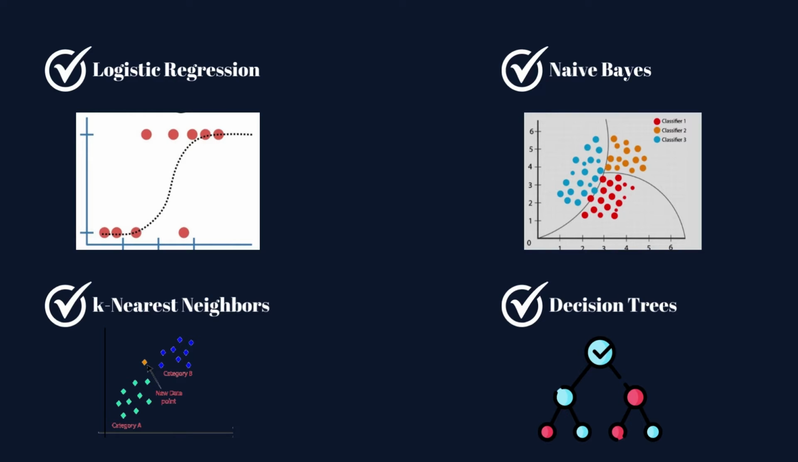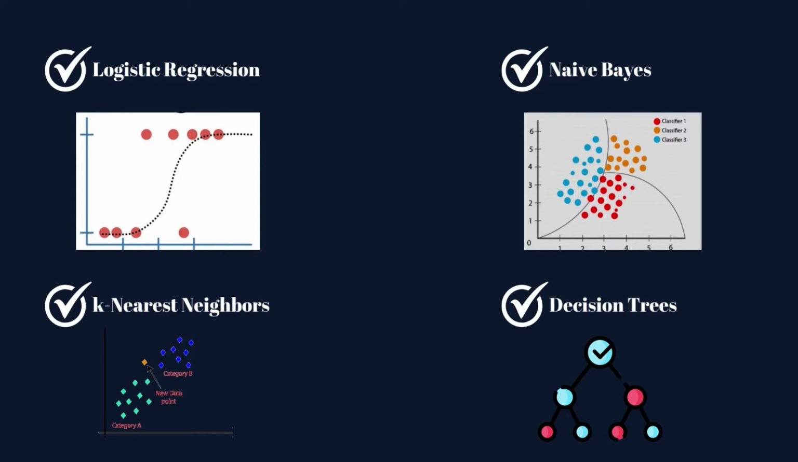Logistic regression is a linear model that's used to predict a binary outcome like yes or no. It's widely used in applications such as medical diagnosis, credit scoring, and customer churn prediction. The second algorithm is naive Bayes. It's a probabilistic algorithm that's based on Bayes' theorem. It is commonly used in text classification and spam filtering.